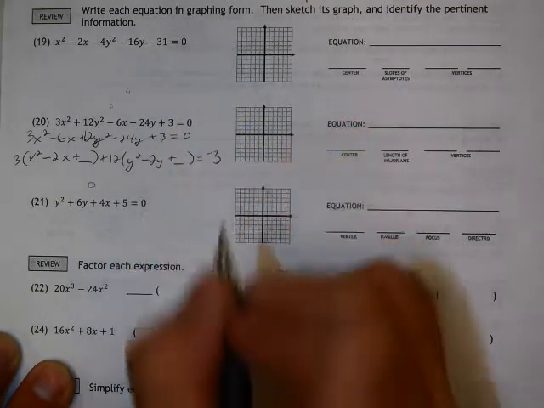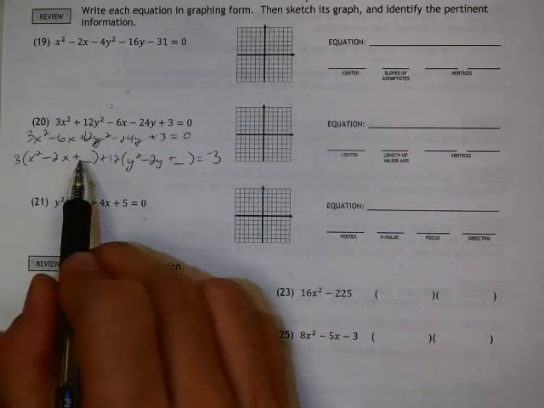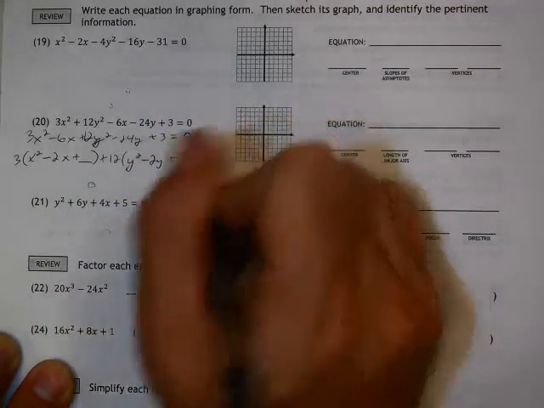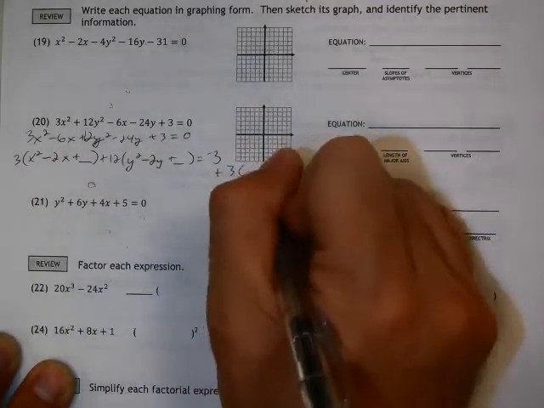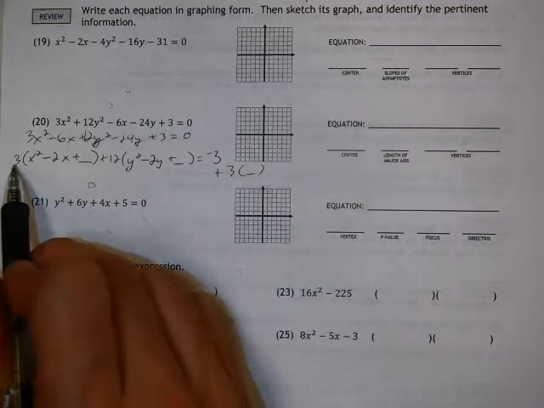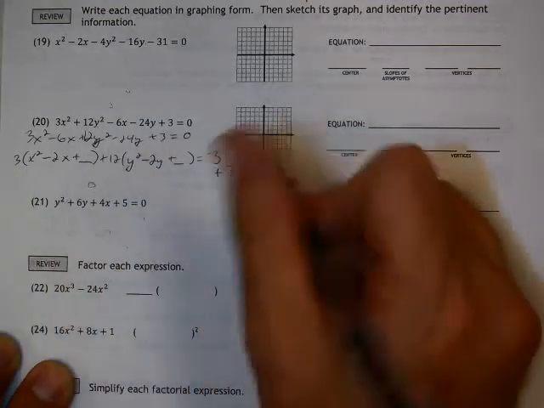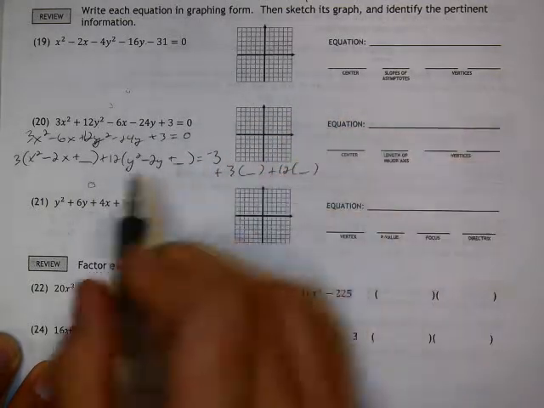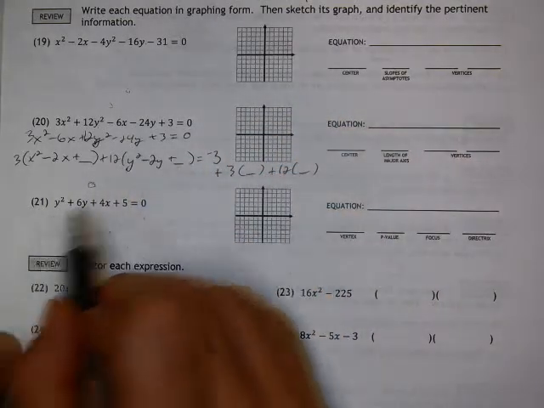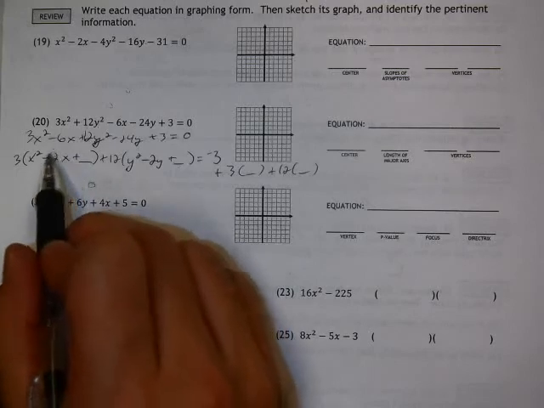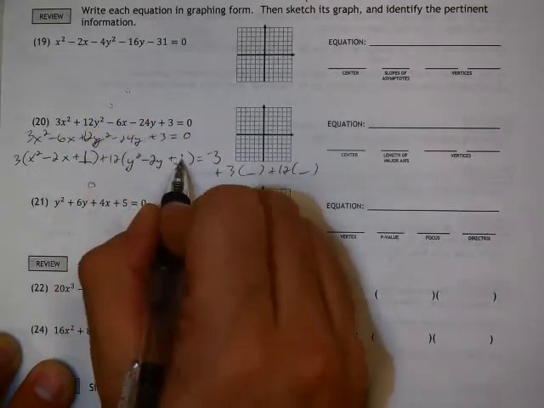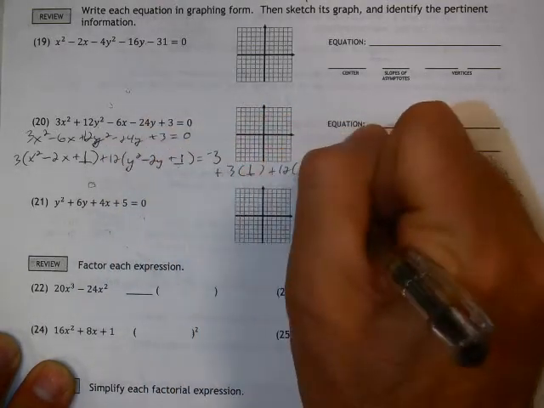Now, in addition to the negative 3, I have this blank here from the x's, the blank from the y's. So I'm going to add 3 blank, matching this 3 blank. And then I'm going to add 12 blank, which will match this one. Now to complete the square, remember I'm taking half of this and squaring it, which gives me a 1. They're both going to be 1s, which means these are both going to be 1s.